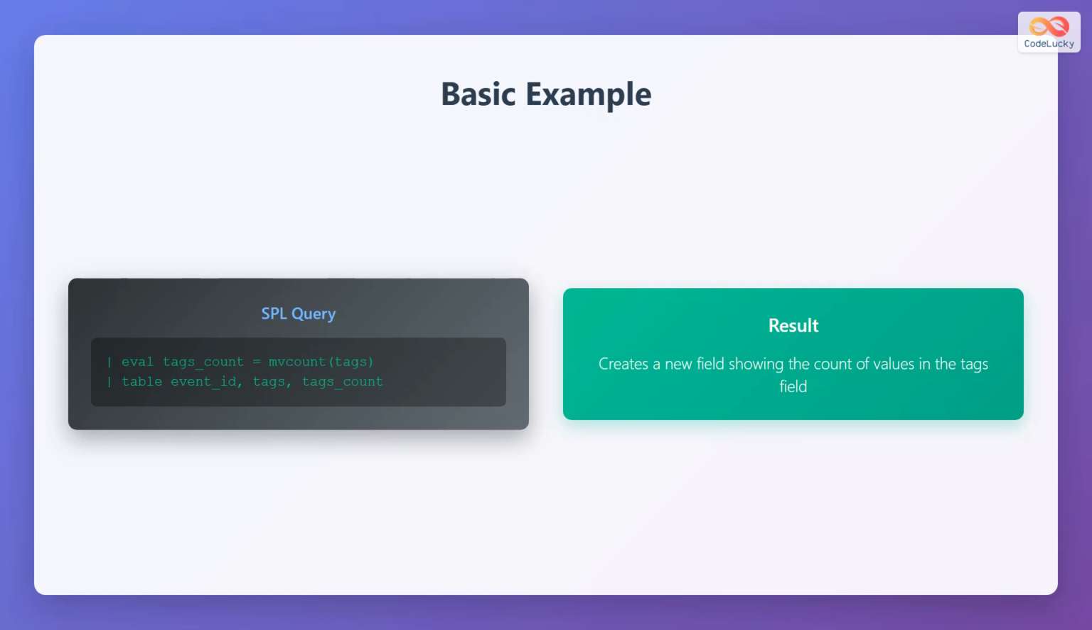Let's look at a practical example of using mvcount. In this SPL query, we use the eval command to create a new field called tags_count that contains the result of mvcount applied to the tags field. The pipe table command then displays the event_ID, original tags field, and the new tags_count field. This query structure allows you to see both the original multi-value data and its corresponding count in a clear, organized format.